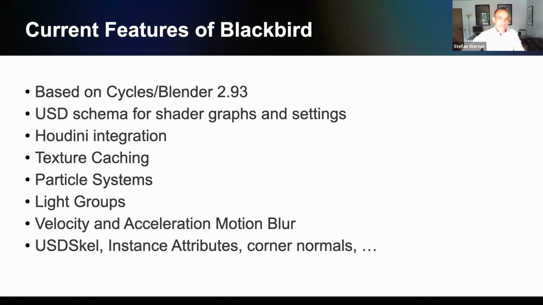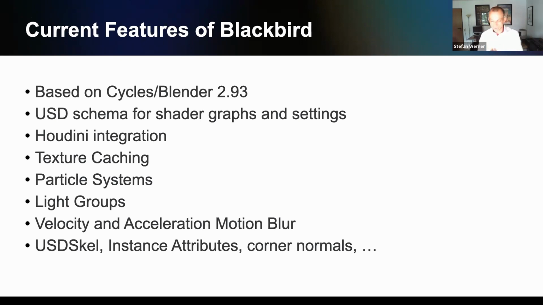The current status that we had, well, I guess as of last week, for Blackbird was based on the status of Blender and Cycles as version 2.9.3. We had USD schema for shader graphs and settings, so you could have the shader graphs come out of Blender and translate them into Houdini, and inside Houdini edit those shader graphs and nodes as you would do inside Blender. And the render engine would just readily display all the changes in the viewport.